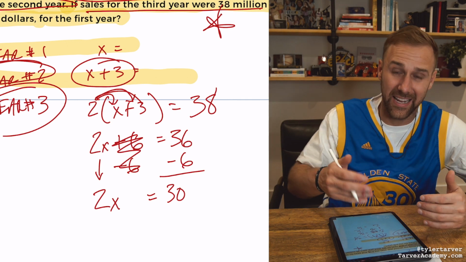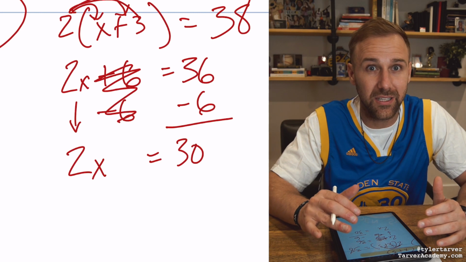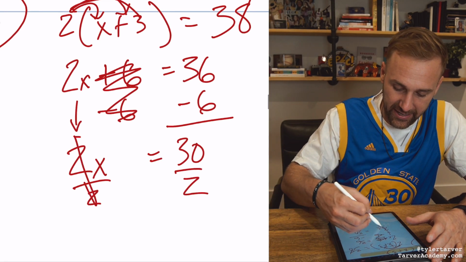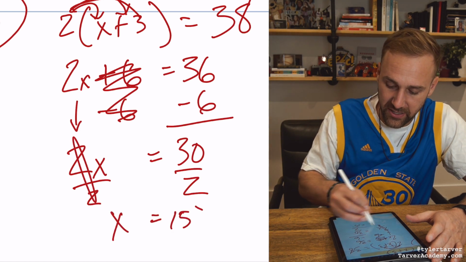Now we got to do the opposite to get X by itself. It's got a 2 hanging out with it. What is the opposite of 2 times something? Divided by 2. That cancels out. X equals 30 divided by 2 is 15.